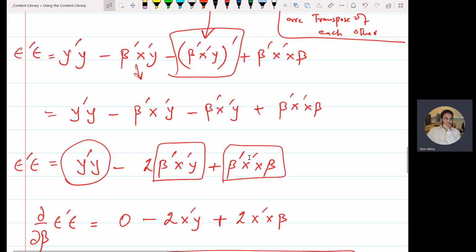So if you take the derivative of some function of x whole square, it will be what? 2 will come down. Then it will be x beta to the power 1. And then another derivative of x beta with respect to beta will be x. So there will be 2 x's there. So that's what happened here.